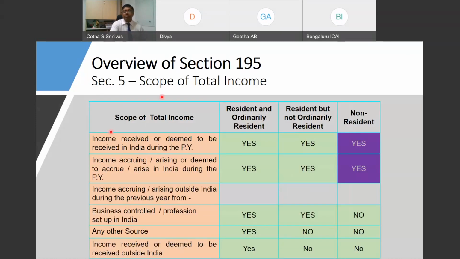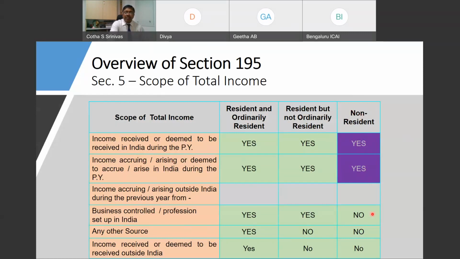Then section 5 deals with the scope of total income. So what is chargeable to tax in the hands of non-residents? Only these two items are subject to tax under section 5 in the hands of non-residents. What are they? Income received or deemed to be received in India during the previous year. So 'in India' is very important. Any income received or deemed to be received in India is chargeable to tax in the hands of a non-resident. Similarly, income accruing or arising, or deemed to accrue or arise, in India during the previous year. So 'in India' is very important in these two situations. Only those two kinds of income in the hands of a non-resident will be subject to taxation.